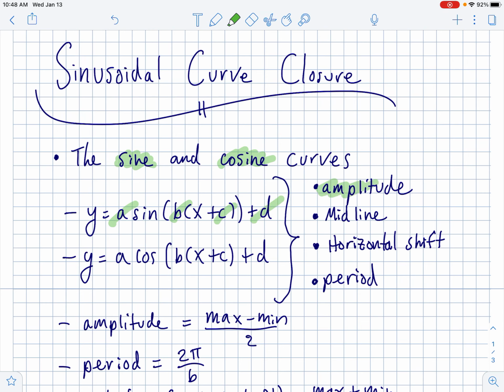Remember, A controls the amplitude and whether or not the curve has been flipped upside down. The D value controls the midline. That's like your vertical shift. The C value is your horizontal shift. Remember, that's backwards of how you think it should work. And the B value controls the period.